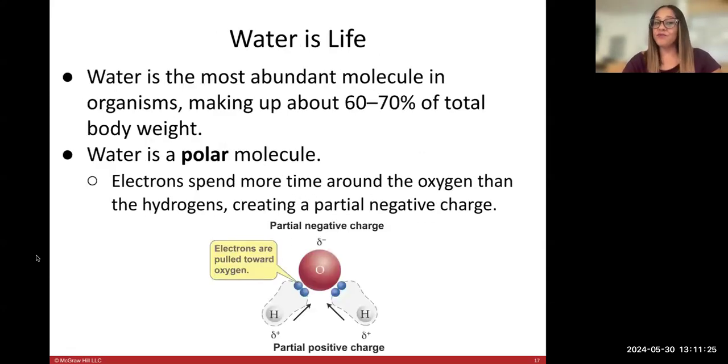So water is life. Water is the most abundant molecule in organisms, making up about 60 to 70% of our total body weight. Water is called a polar molecule because, just like the Earth has a North Pole and a South Pole, it has a positive pole and a negative pole. Electrons like the oxygen more than they like the hydrogen when they are bonded. So electrons will spend more time around the oxygen than the hydrogens, which will create a partial negative charge around that oxygen and a partial positive charge around both of those hydrogens.